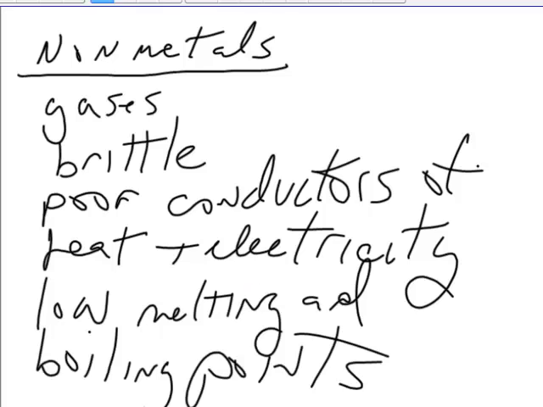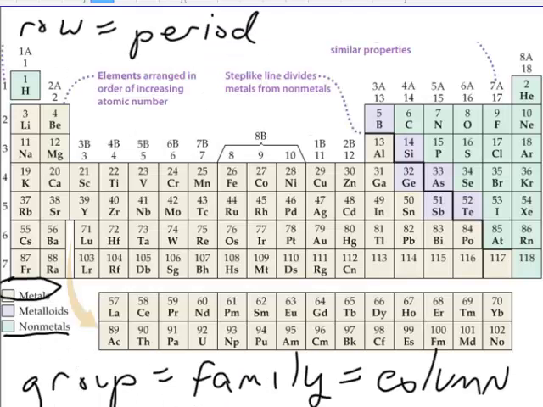Now what about metalloids? Metalloids are actually in between the two. Nature doesn't suddenly go, oh wait, stop, I've stopped making metals, I'm going to start making nonmetals now.